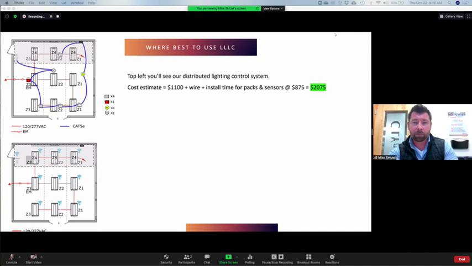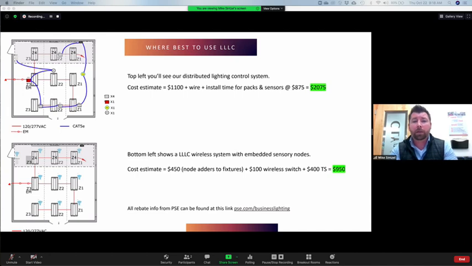What I have as a guesstimation is roughly, I think, 2,075 for that network system to be installed. The bottom left here shows the wireless LLLC system that is a lot different. The cost estimate is 450 nodes and adders to fixtures plus $100 wireless switch, 400 plus for a touchscreen equals 950.